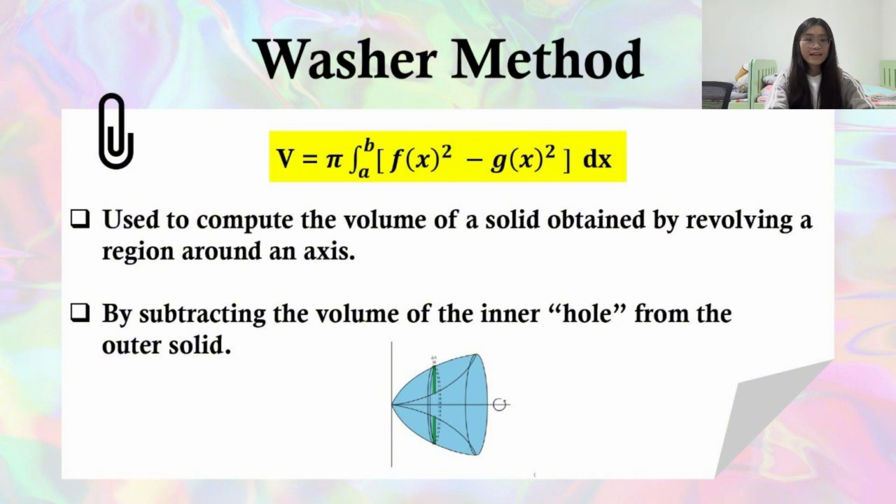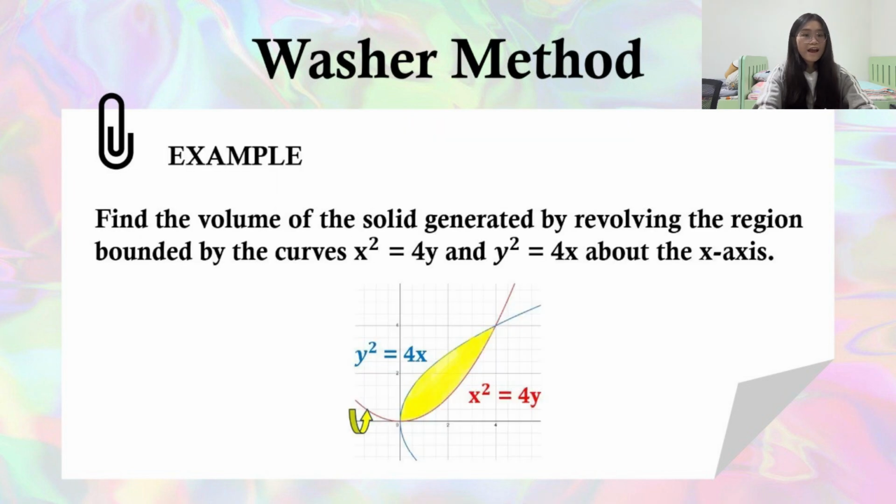And the yellow highlighted one is the formula of the washer method to find the volume. For the formula, it means the volume of the region between f(x) and g(x) from a to b is revolving around an axis, where f(x) is greater than g(x). And here is an example of the question.